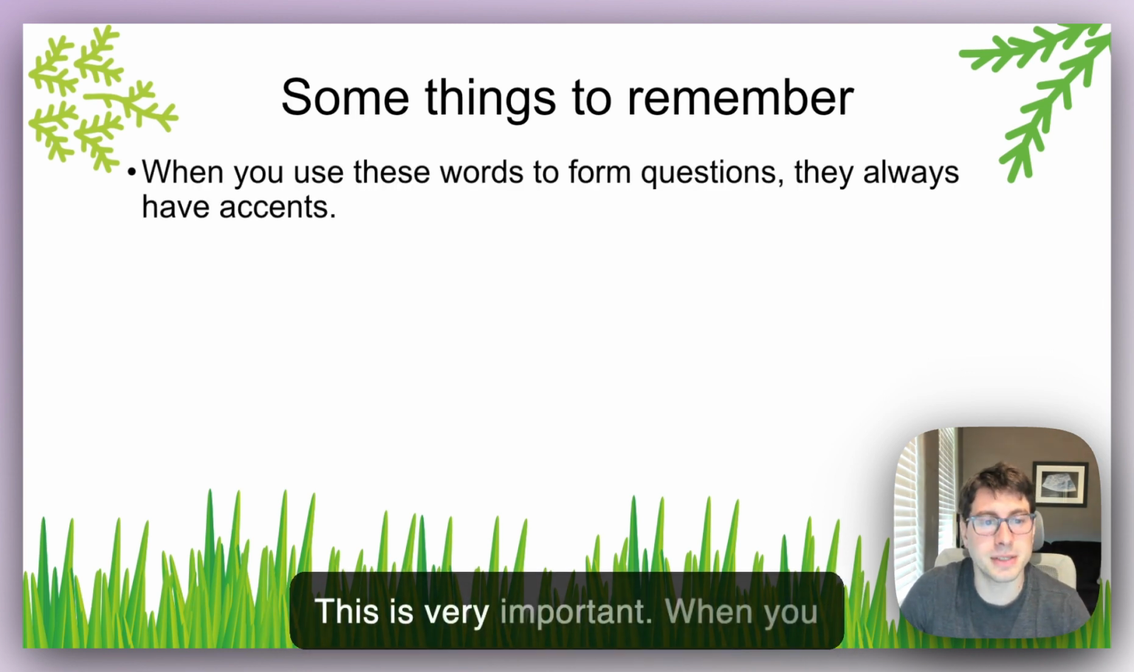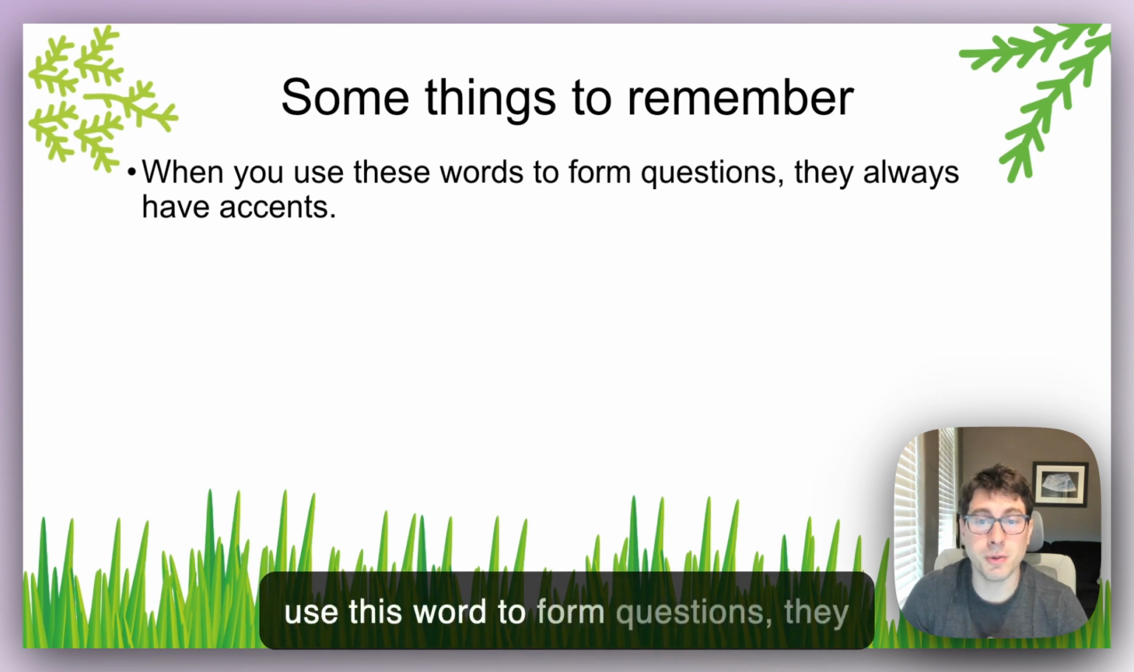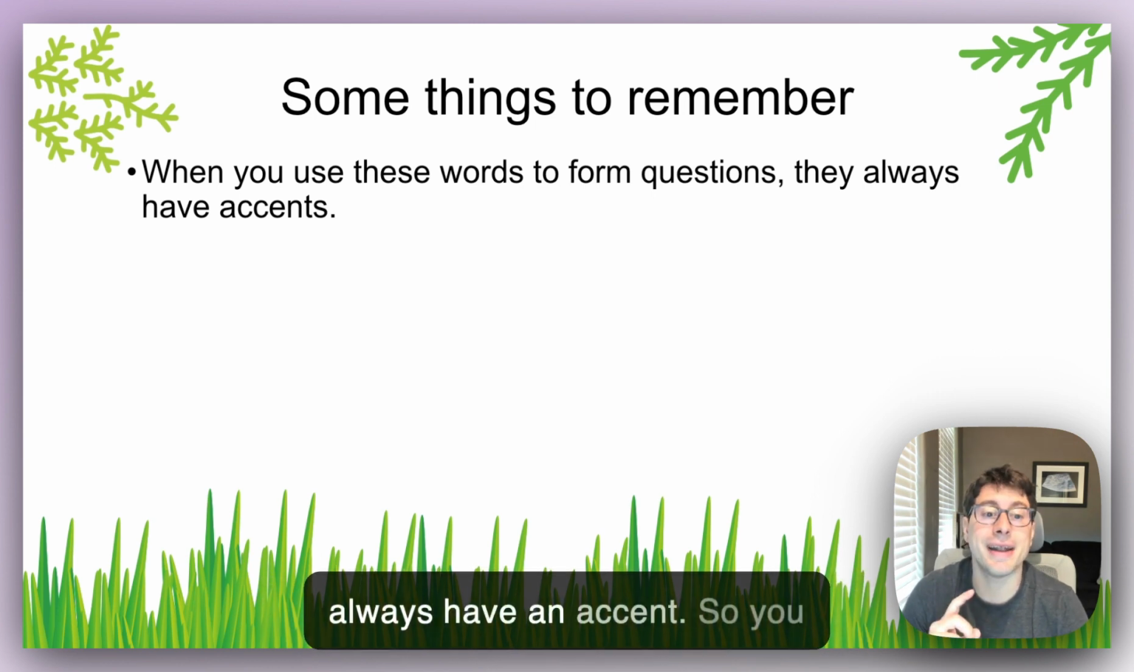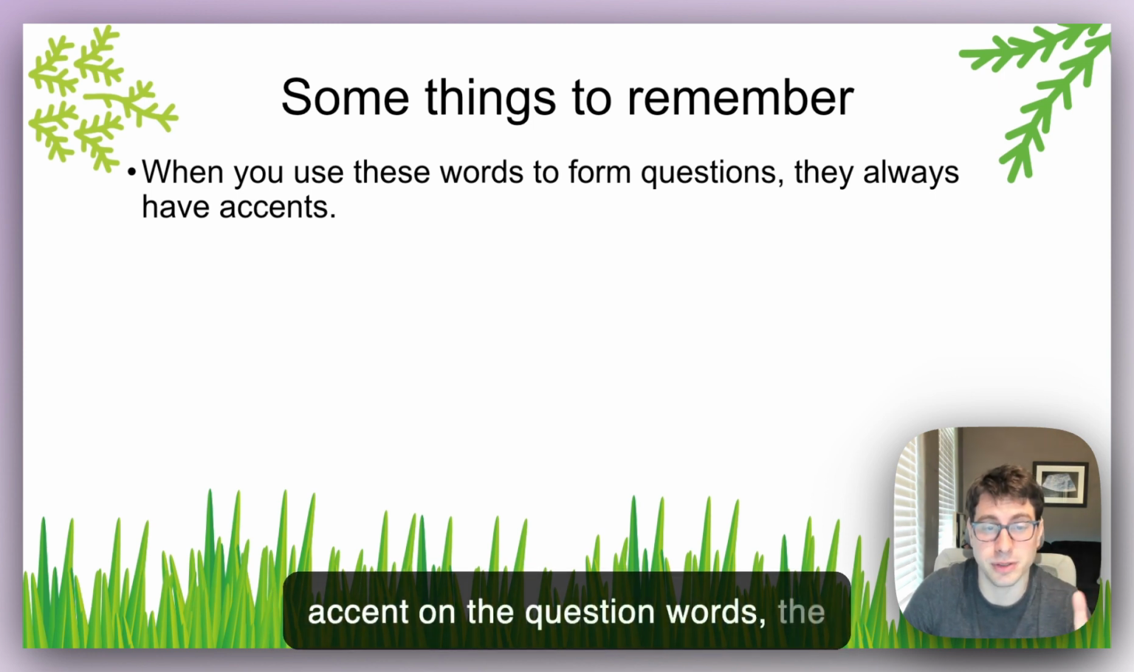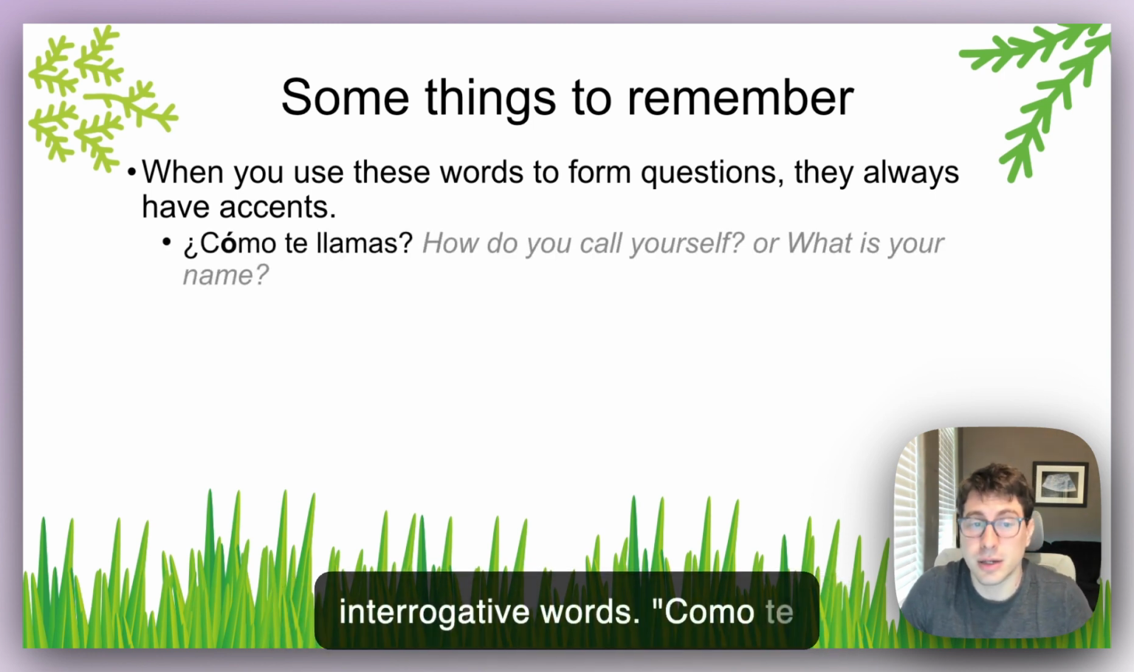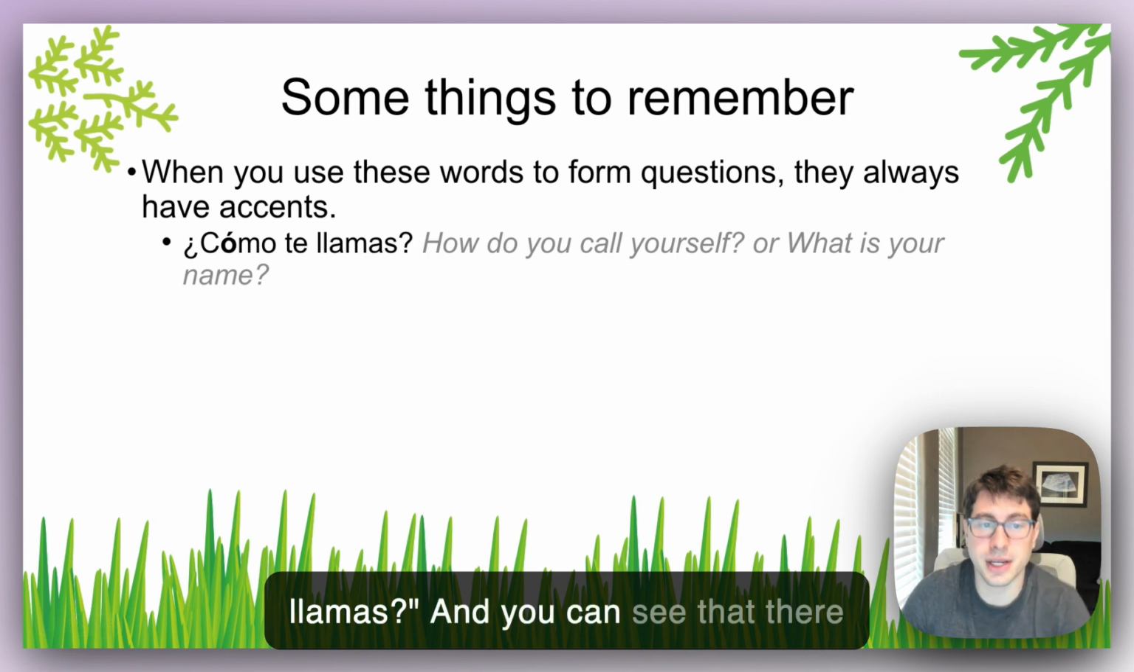Some things to remember. This is very important. When you use these words to form questions, they always have an accent. So you always have to remember to put an accent on the question words, the interrogative words. ¿Cómo te llamas? And you can see that there is an accent on the O.